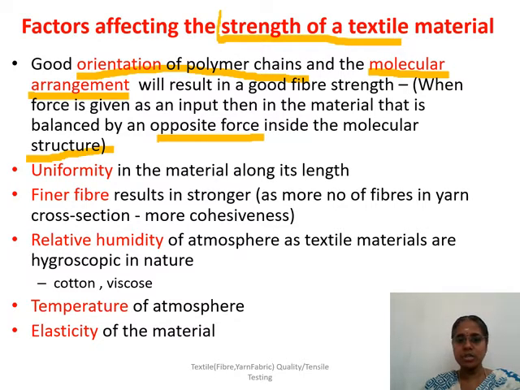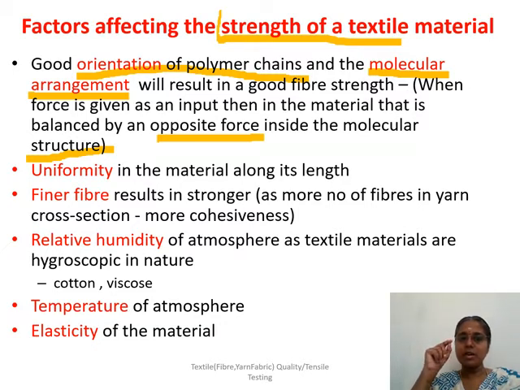After that, you are using those fibers and producing a yarn. So the uniformity of the yarn along its length, or the uniformity of the fiber along its length, improves the strength of the textile material. If there is a weak place, then it cuts. If in a yarn there is some weak point, there it will break. So uniformity is very much required for a textile material. We will understand this by knowing the weak link effect in the coming slide. And then we have already seen the fineness of fiber.